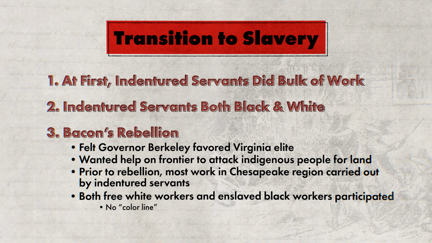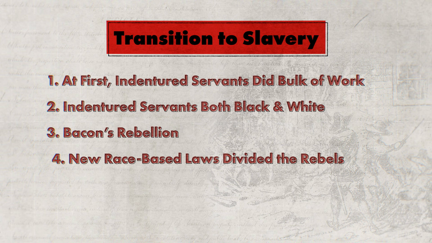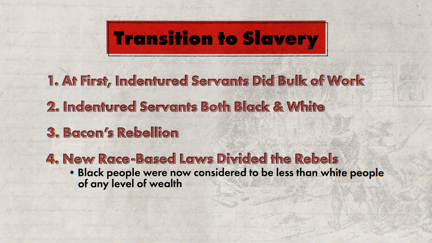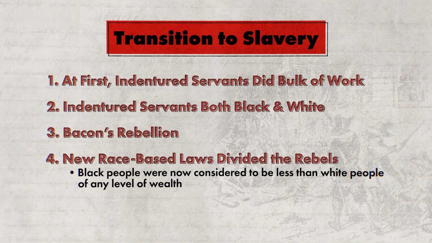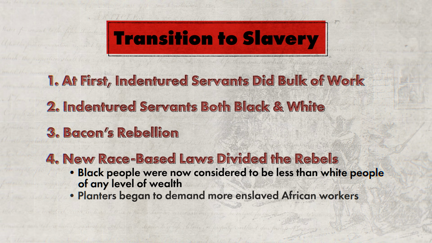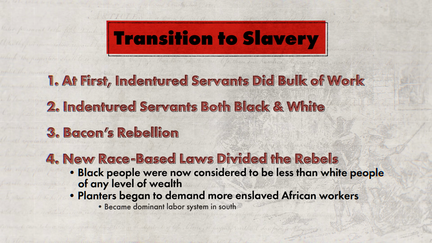And so the slave codes and the various race-based laws that I mentioned earlier had an added benefit for wealthy planters, namely that black people were now considered to be less than white people of any level of wealth. And that helped ensure that poor whites and blacks would be unlikely to unite again in rebellion, since even the poorest of whites could hold on to the belief that at least they were better than someone. Anyway, from this point on, planters began to demand more and more enslaved Africans, which, as I mentioned, would become the dominant labor system in the South.